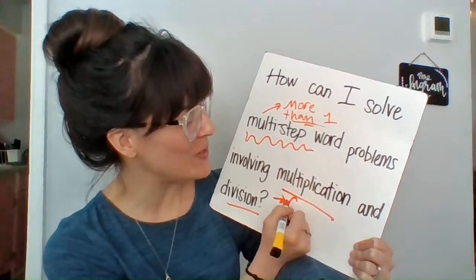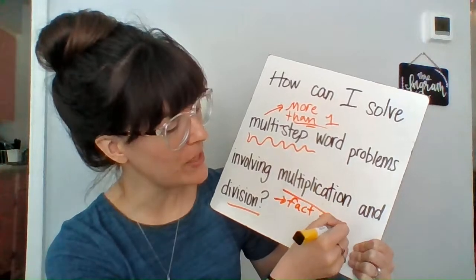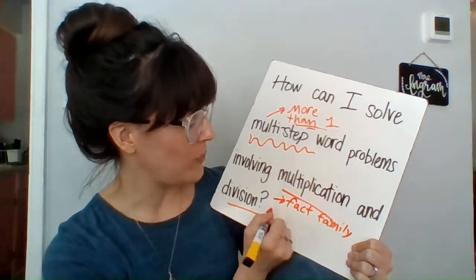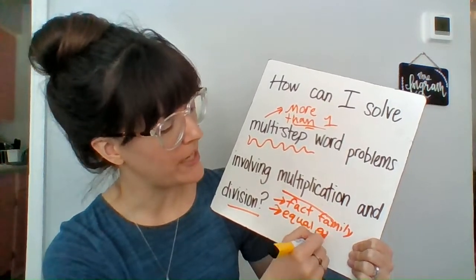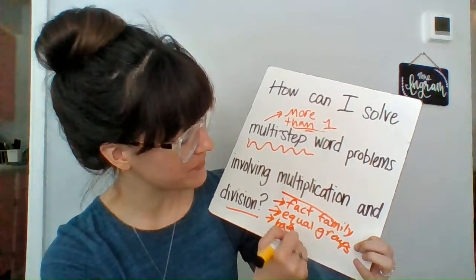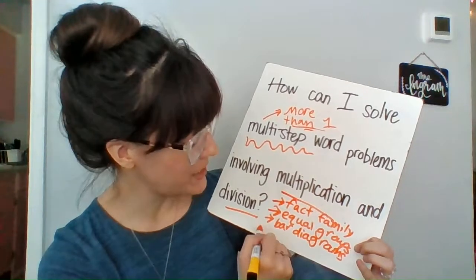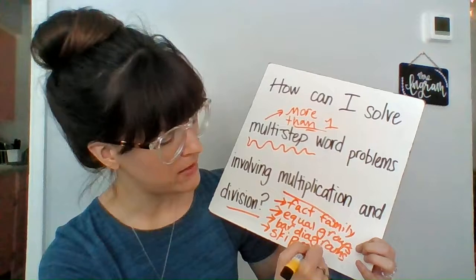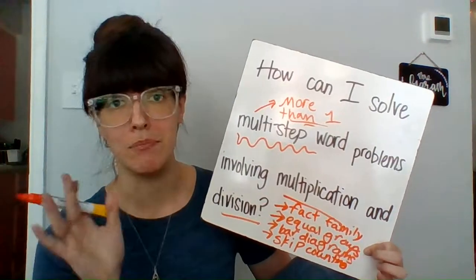So first of all, we could use our fact family knowledge to help us out because we know that multiplication and division are opposite of each other. We also can use equal groups. We can use bar diagrams, and we can use skip counting. There are, of course, other strategies, and if you have another strategy that works for you, awesome, use it.